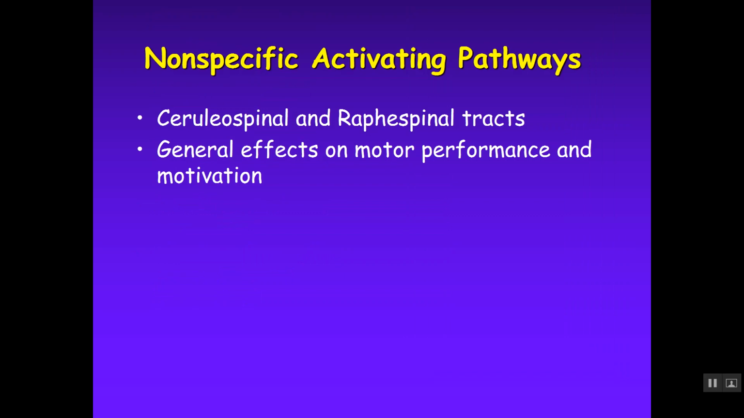Then we have what we call non-specific activating pathways. A couple more. These are collectively known as the coeruleospinal and raphespinal tracts, which you've seen before. Remember we talked about the coeruleospinal and raphespinal tracts. They play a role in descending pain control, right? They fire inhibitory interneurons at the dorsal horn to inhibit pain, but they also influence motor neurons too. They have general effects on motor performance and motivation. They will tend to upregulate or downregulate the anterior horn in a more general nature.